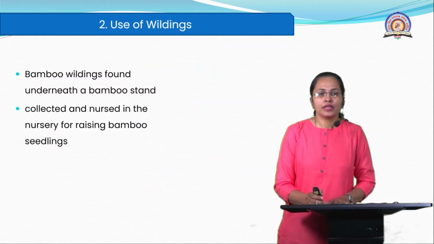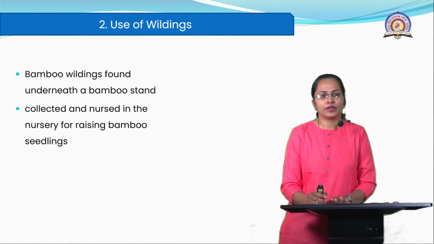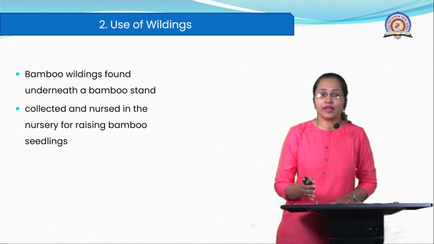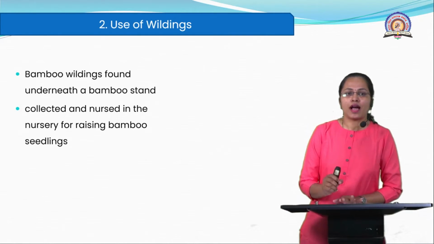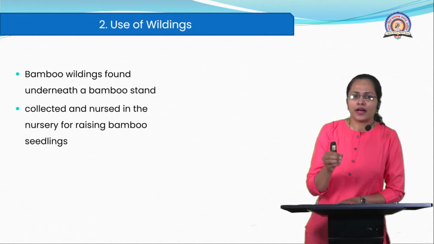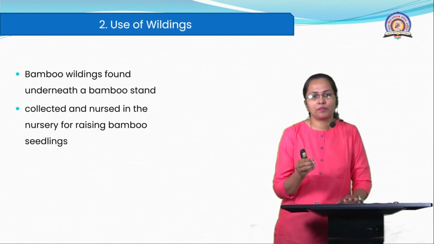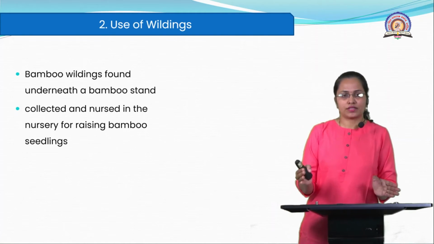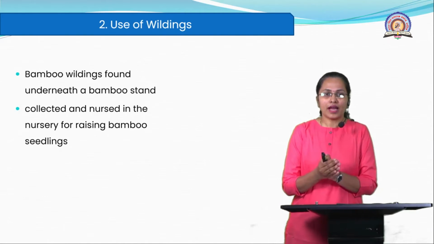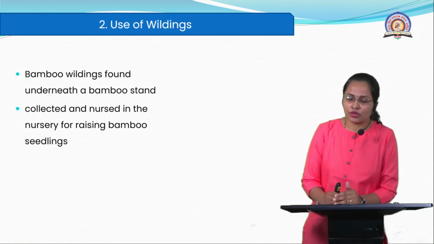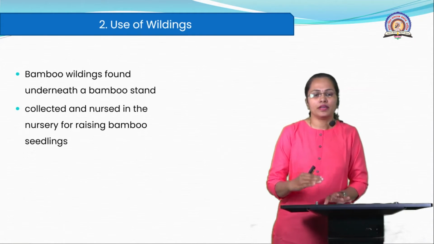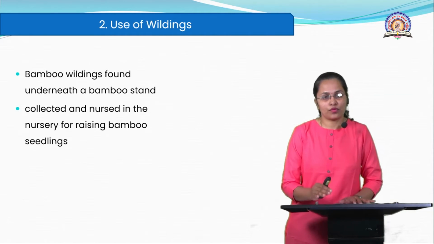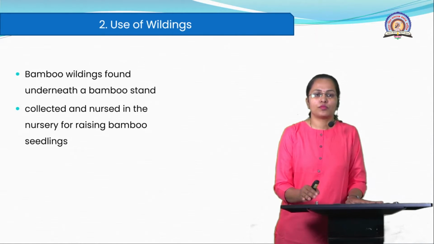The next method is the use of whittlings for the propagation of bamboo. When we say whittlings, they are nothing but the part of the plant which has the capacity to grow very widely, on a very large scale. Such structures of bamboo are present under the soil, and they have the capacity to produce a large number of plantlets within a small period.